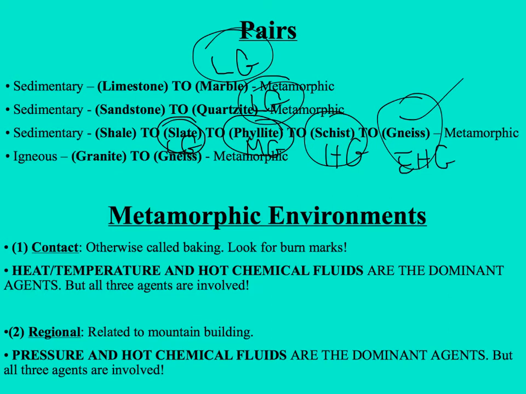Similarly, you can take the igneous rock granite, and granite can be metamorphosed into gneiss, which is also an extremely high grade metamorphic rock. So as you can see, there's two ways you can get to gneiss. You can get there by a sedimentary rock called shale, or you can get there by an igneous rock called granite.